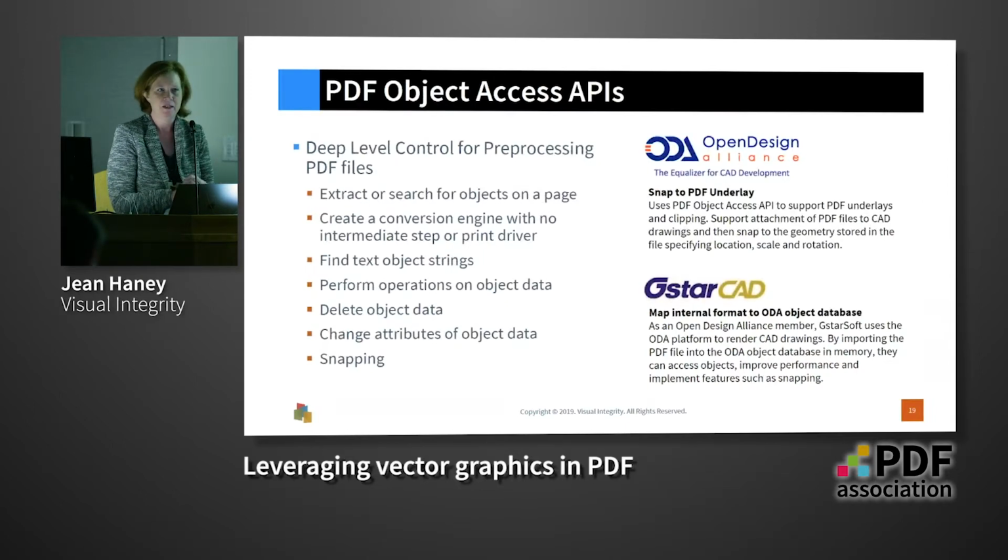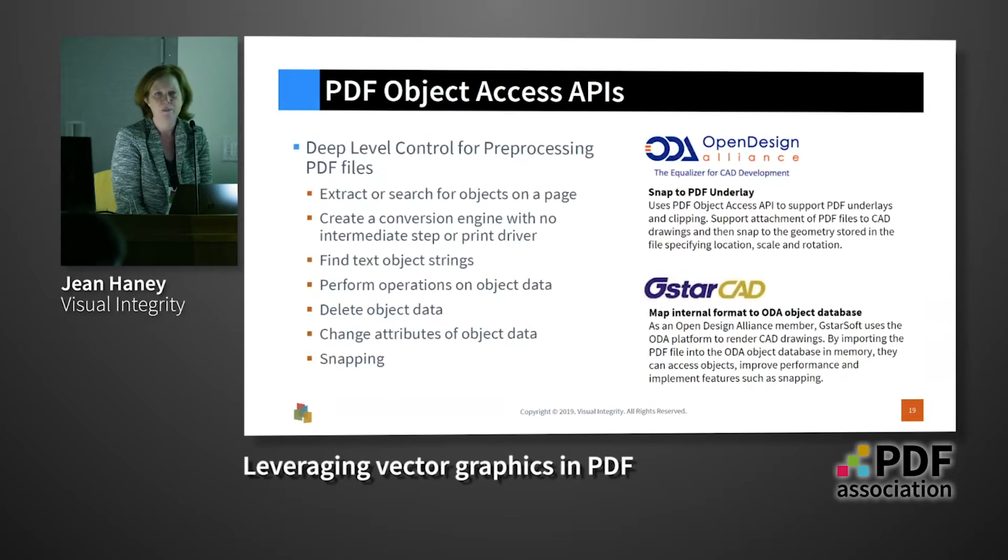PDF object access APIs. This is a really interesting area of development. It gives you deep level control for pre-processing PDF files. You can extract or search for objects on a page. You could create your own conversion engine with no intermediate step or print driver, which gives you better performance and better quality. You can find text object strings and then pass them to something.